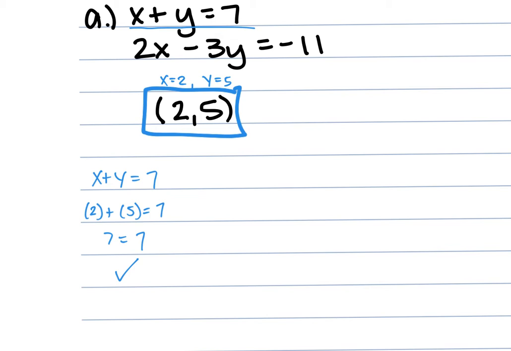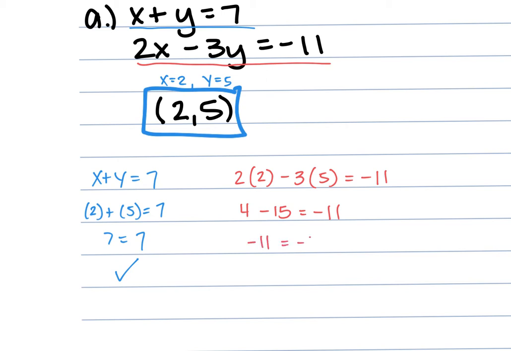I'm going to do the same thing for the second equation. So 2x minus 3y equals -11. Plug in 2 for x, 2 times 2, minus 3, plug in 5 for y, equals negative 11. 2 times 2 is 4. 3 times 5 is 15. And we're going to see if combining them will give me negative 11. 4 minus 15 is going to give me negative 11, and that equals negative 11. So we're good. If they both work, we say (2, 5) is a solution.